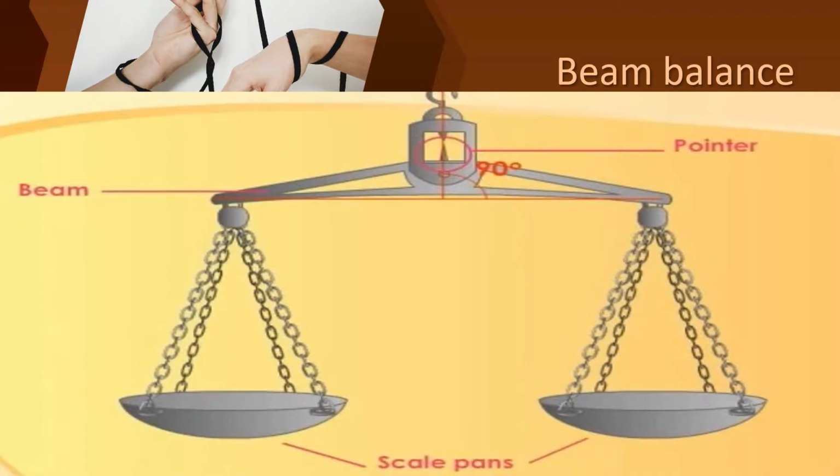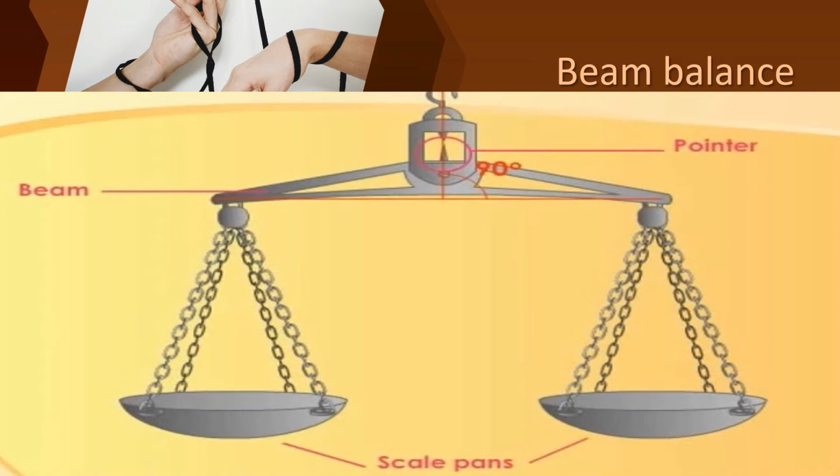And for finding mass, the beam balance is a very easy way. Children, you may also have seen it. What are the parts in the beam balance? There is a pointer at the top in the middle, and there is a horizontal beam. And there are two scale pans, that is the right pan and the left pan.